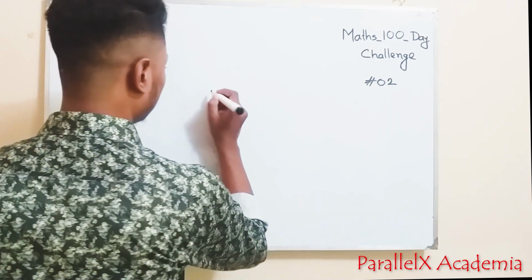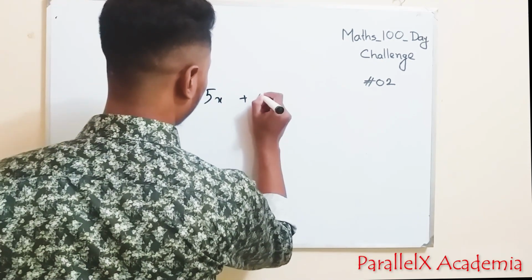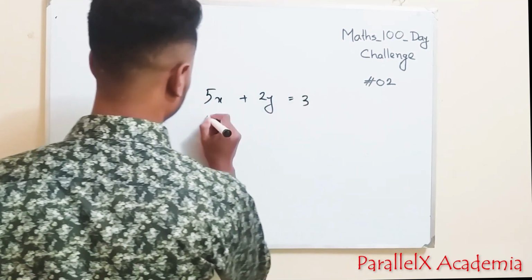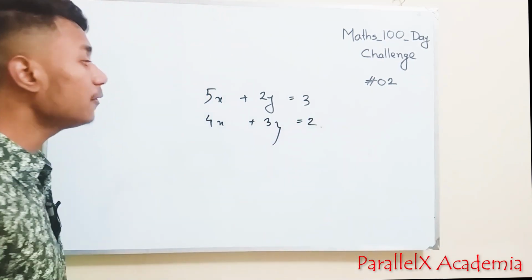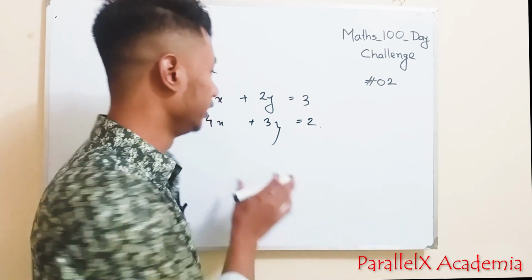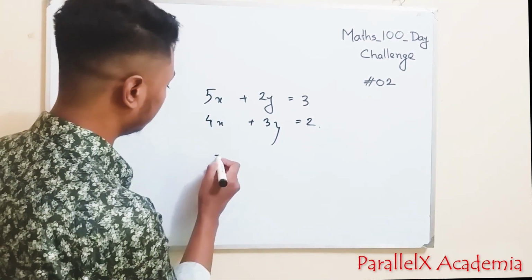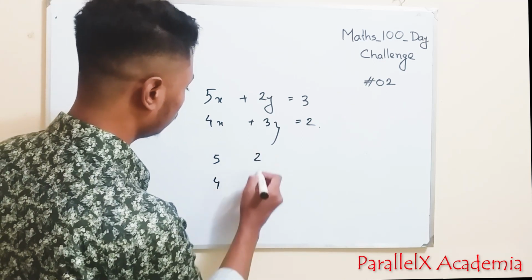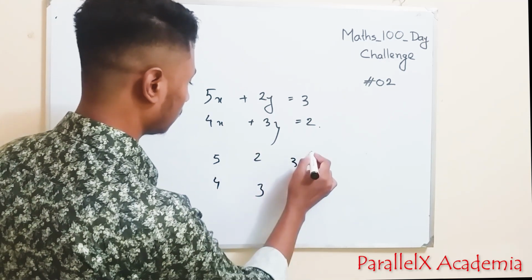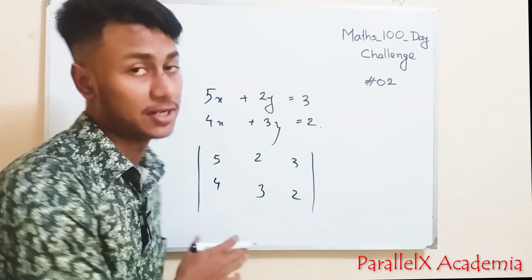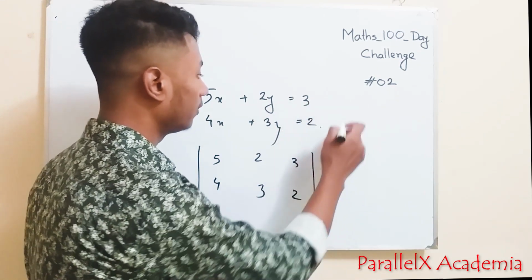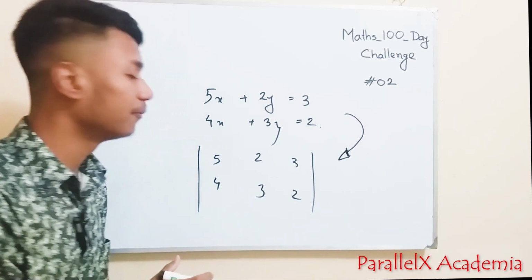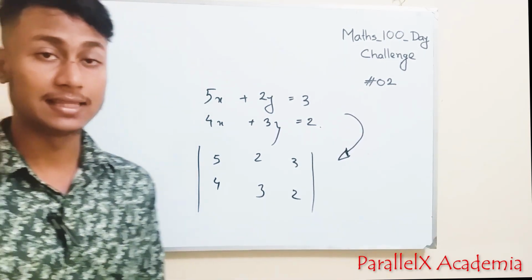For example, we have 5x plus 2y equals 3 and 4x plus 3y equals 2. If we want to form a matrix from these two equations, what will we do? We'll take the 5, 2, 3 and 4, 3, 2. Okay, we can say that this is a rectangular matrix. These two equations can be embodied in this form. So we can say that this is a matrix.